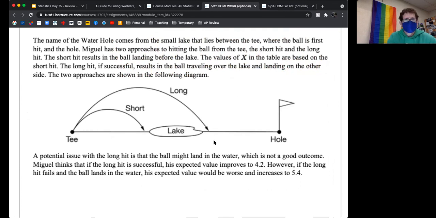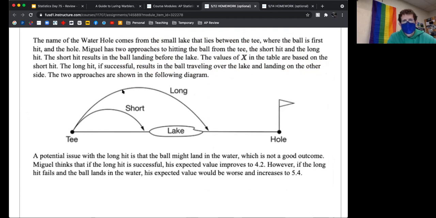The name of the water hole comes from the fact that a small lake lies between the tee, where the ball is first hit, and the hole. Miguel has two approaches to hitting the ball from the tee, the short hit and the long hit. The short hit results in the ball landing before the lake.